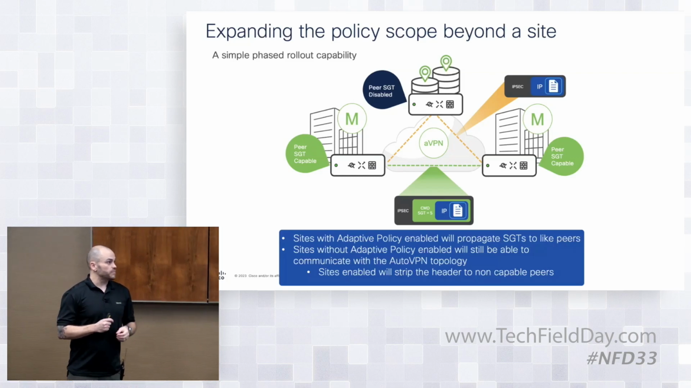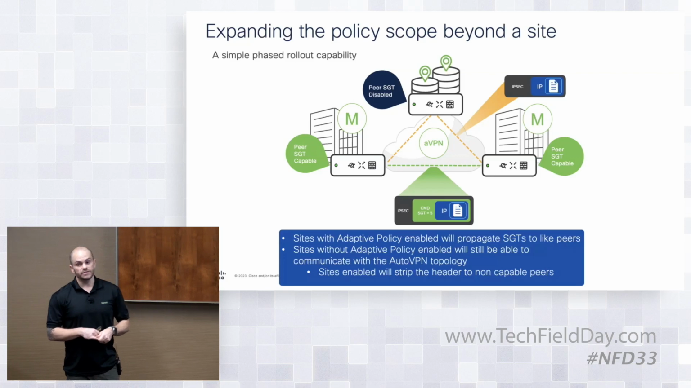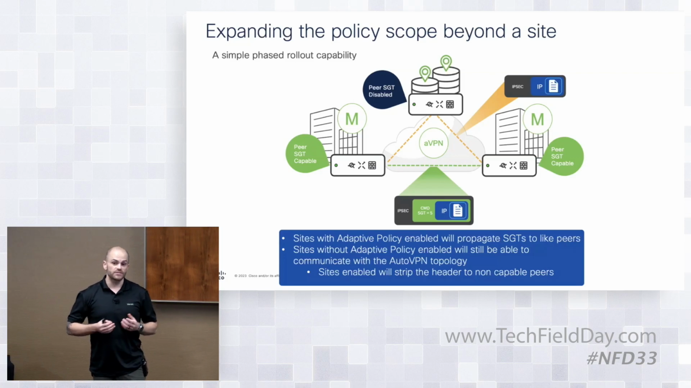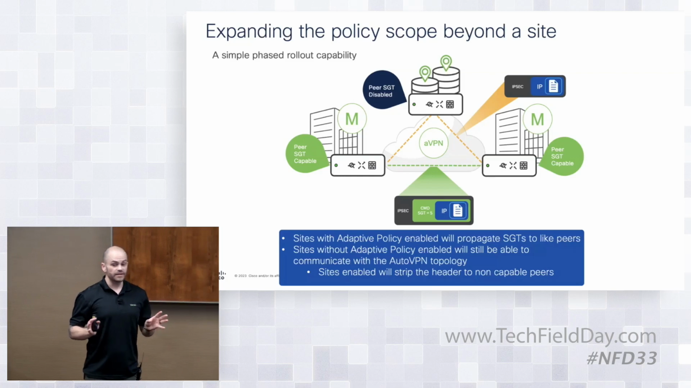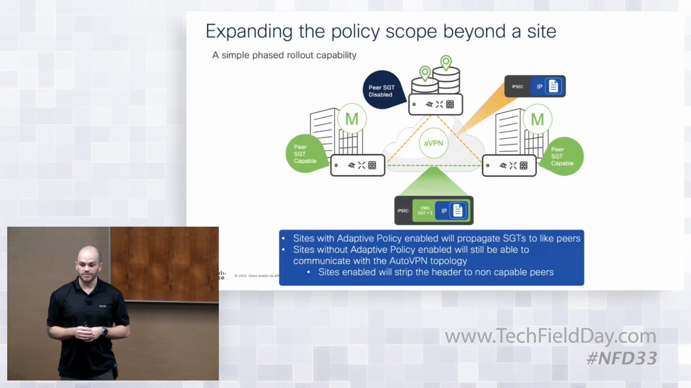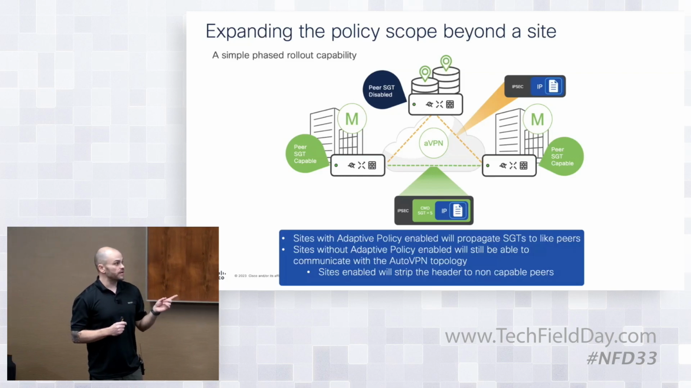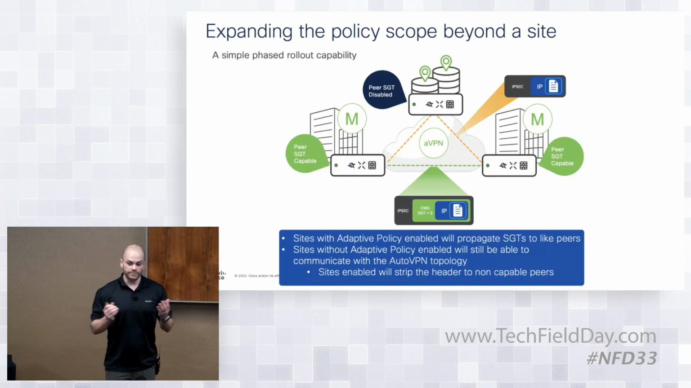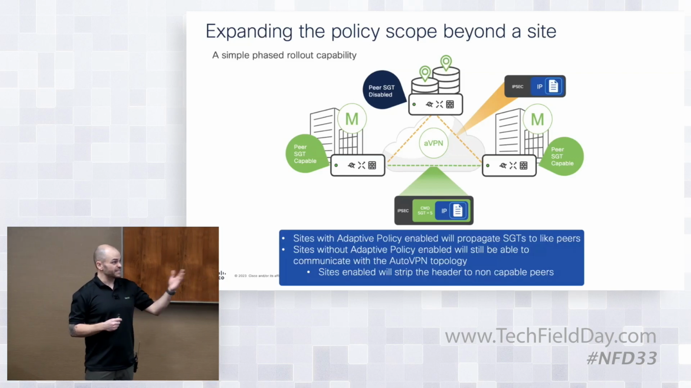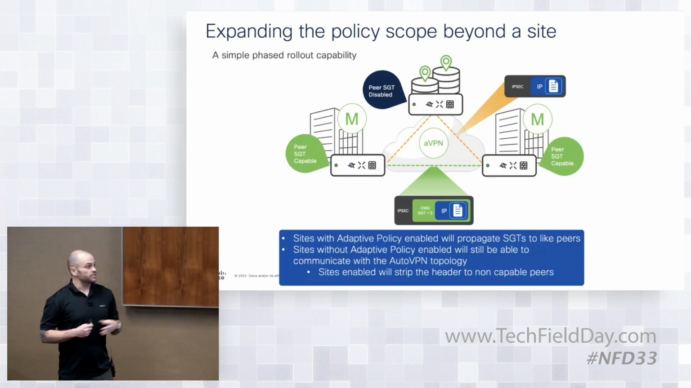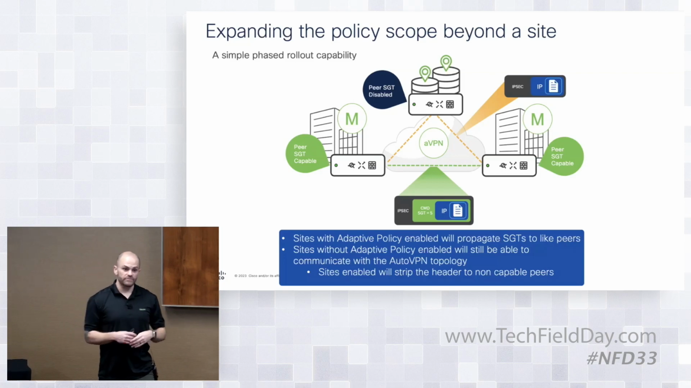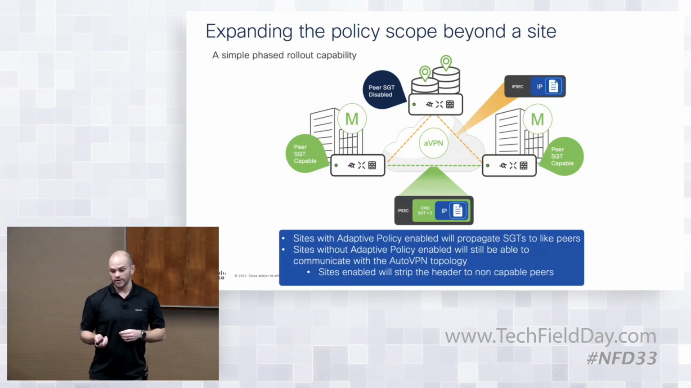When we built adaptive policy with the MX in mind, one of the things we wanted to do was make sure we could do a phased approach to deployment. Most customers can't turn something on everywhere immediately. It takes some planning, some thought. So when you turn on adaptive policy, it's just a couple of steps, but you can selectively enable it on a site-by-site basis. Then, if the site's capable, we will send encapsulated traffic. If it's not, we'll strip that header off and just allow the network to keep operating.